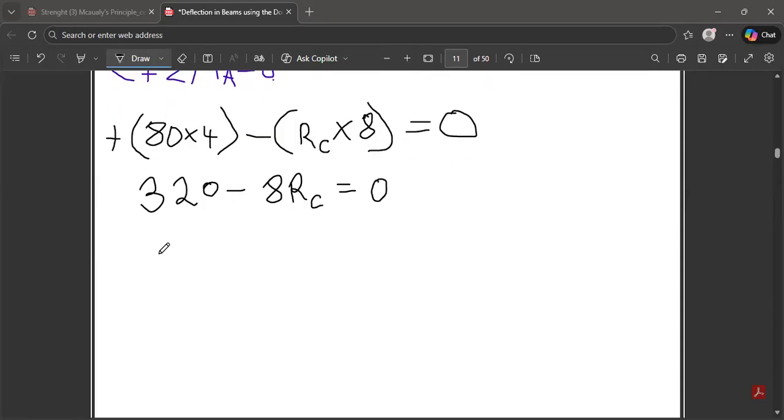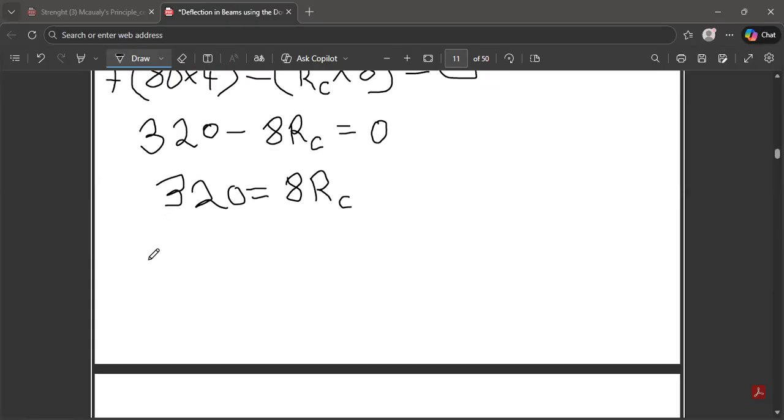When you group like terms, you realize that you're going to get 320 is equal to 8 RC. Finally, what does it imply? It implies that we can say that our RC, or our reaction at C, is equal to 320 divided by 8.